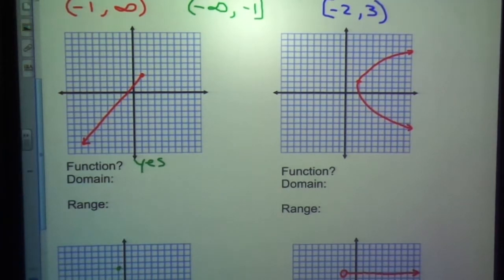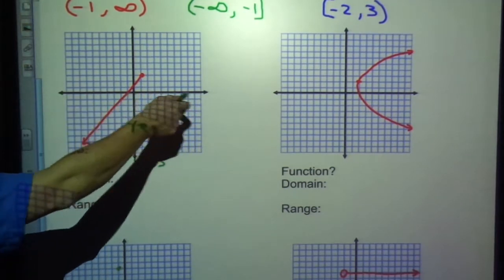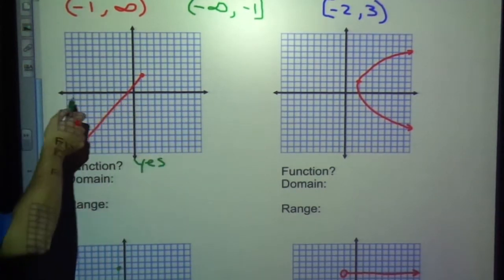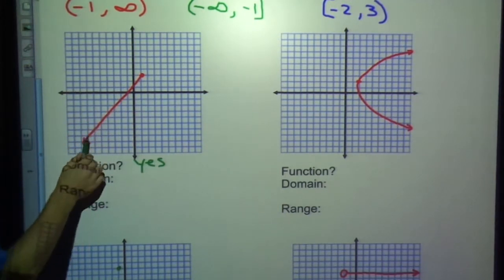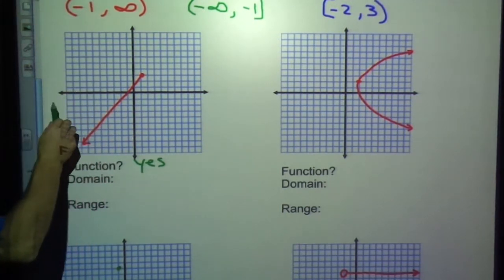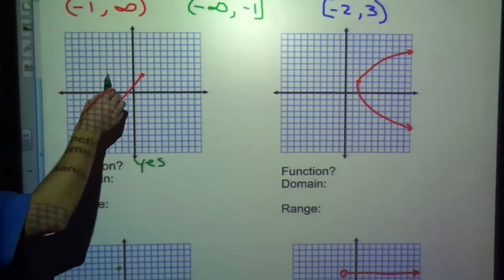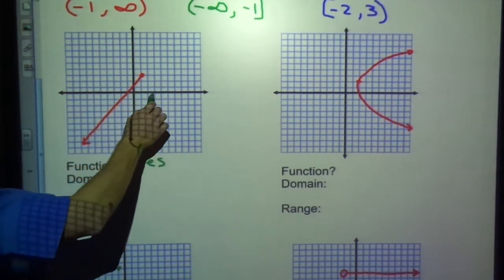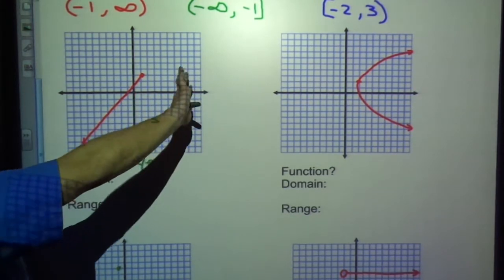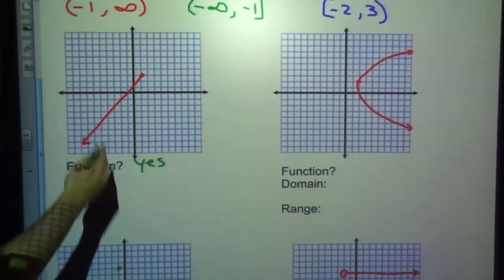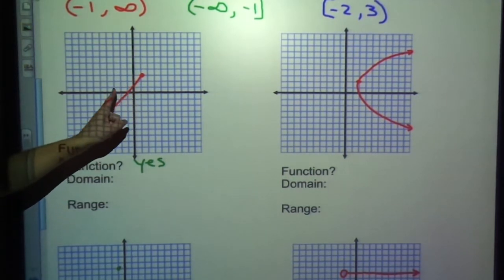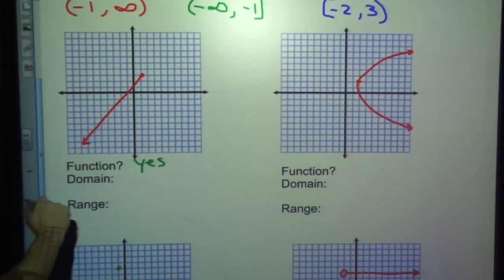The domain is the set of all possible x values. So the x's are going this way. We look at what are the things that could be in this function that could be x values. All of these ones have x values, all the way to negative infinity, all the way up to here. These are all in, all the way to here, out. So these here are not in the domain. These are not in the set of possible x values. All of these are.